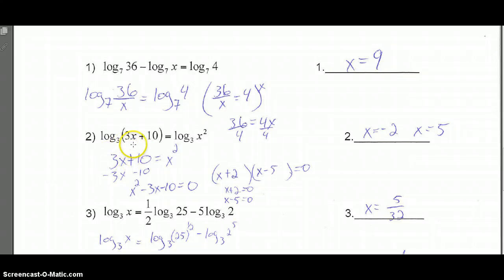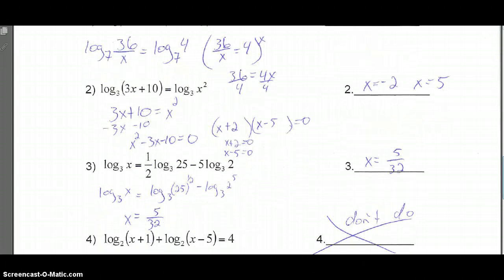Number 2 on the back, they're both log base 3s, so I can set them equal to each other. 3x plus 10 equals x squared. Well, that's a quadratic, so I want it set equal to 0. So move everything over, set it equal to 0, factor it, and then set both factors equal to 0 and get negative 2 and 5.